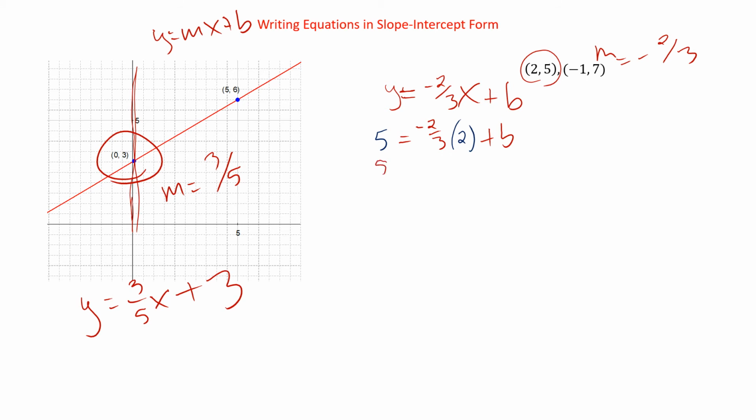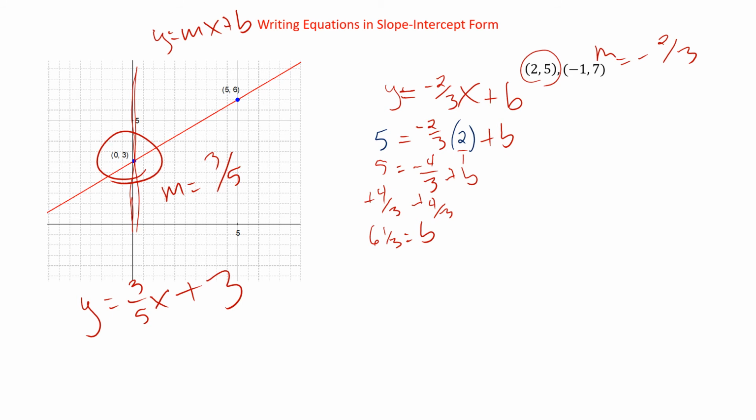We have, this is still 5 equals negative 2/3 times 2. Remember, this is 2 over 1 when we multiply fractions just straight across. So that's negative 2 times 2 is negative 4 over 3 plus b. Now we're going to add it to the other side, plus 4/3. This is where the solving equations comes in, plus 4/3. And so we get 5 and 4/3, but 4/3 is 1 and 1/3. So this would be 6 and 1/3 equals b. Or you could make 5 into 15/3. And so 15/3 plus 4/3 is 19/3.